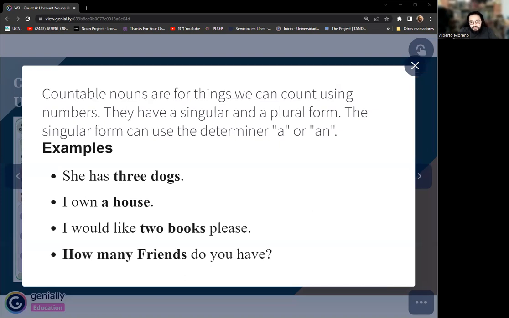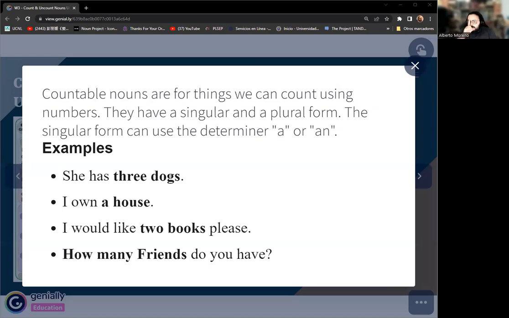Y pues bueno, aquí tenemos algunos ejemplos. Por ejemplo, she has 3 dogs, ella tiene 3 perros. I own a house, yo tengo una casa o me pertenece una casa. I would like 2 books, please. Me gustarían 2 libros, por favor. How many friends do you have? ¿Cuántos amigos tienes? Ahora en español, aquí es importante.